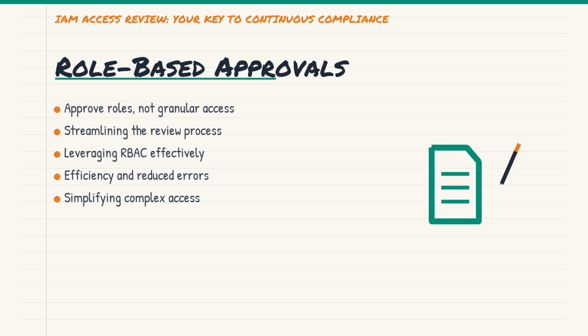If a user is assigned the sales manager role, and that role has predefined, appropriate access, the reviewer can simply approve that role. This is much more efficient and less error-prone. It leverages the power of role-based access control, RBAC, to simplify the review process significantly.